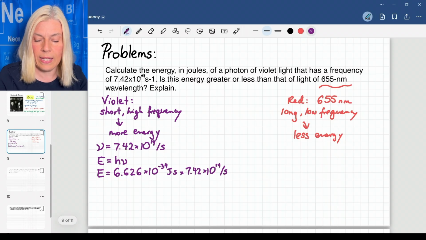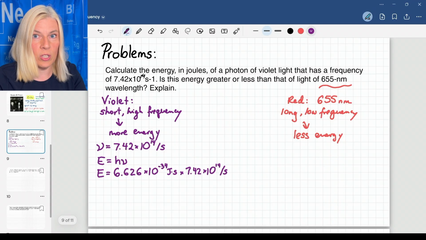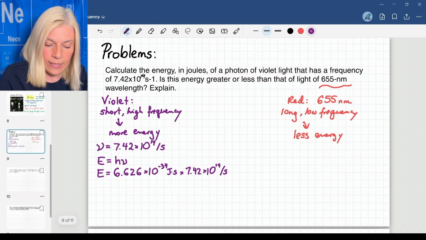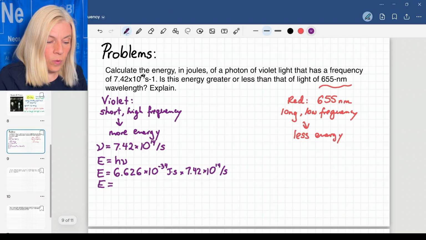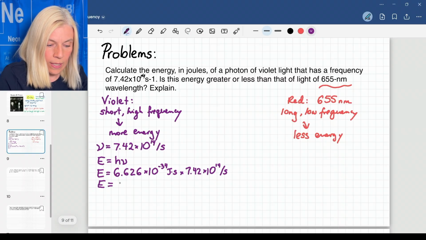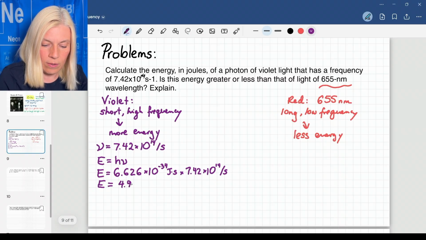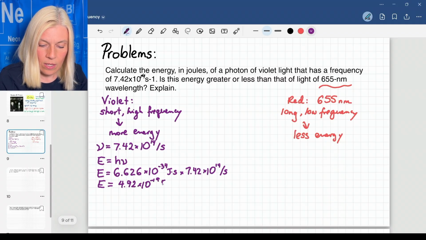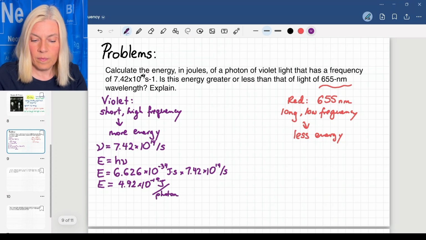Make sure your units cancel out, right? Seconds, then per seconds. So they will cancel out, and we will have units of joules. So this energy, you plug in the calculator, you should get 4.92 times 10 to the negative 19 joules per photon. This is joules per 1 photon. All right, now let's go here.